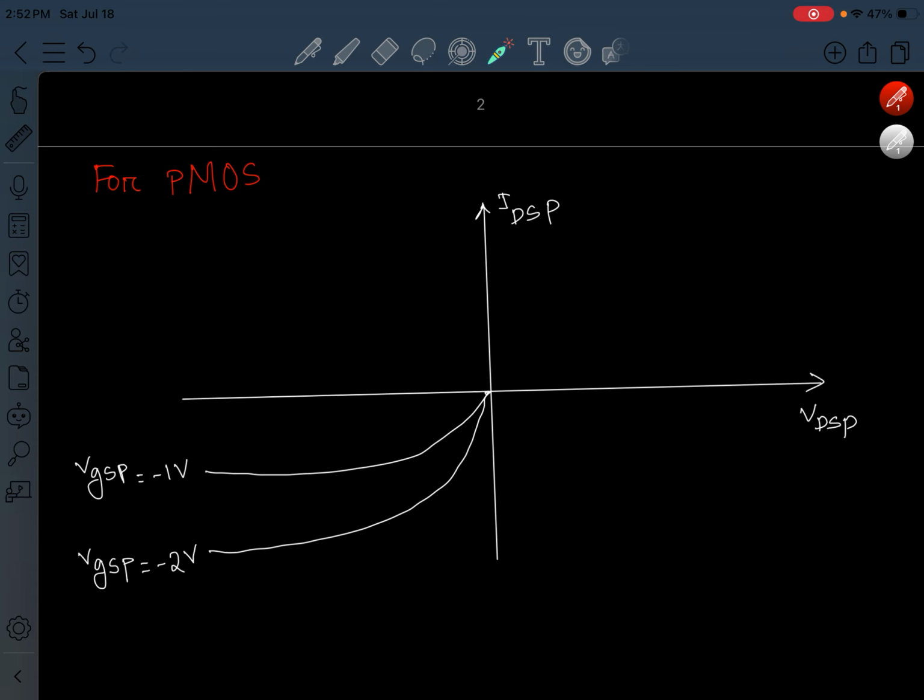For PMOS, the drain source current will be negative because for PMOS the current flows from source to drain, so that's why the current is negative. And also the drain source voltage is negative because the drain voltage is lower than the source voltage for PMOS. That's why we get exactly the same curve in the third quadrant. The current and voltage both are negative. Now this is for lower gate source voltage, that is -1 volt. If we take the modulus, then this curve will be the higher modulus of gate source voltage. Let's say this is for -2 volt.